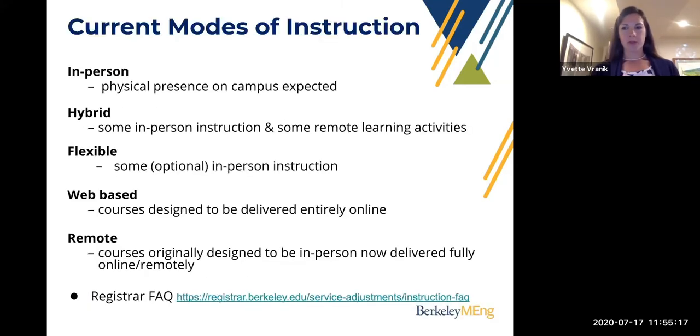As you might know, due to the COVID-19 pandemic, UC Berkeley has introduced 5 distinctive modes of instruction to accommodate students in different time zones and students who cannot make it to UC Berkeley in person for the fall. The first 2 modes, in-person and hybrid, are the only 2 which require physical presence on campus. With the flexible mode, you can take some optional in-person instruction, but it can also be completed remotely. And the remaining 2 modes, the web-based and remote, can be completed fully remotely from wherever you are in the world.